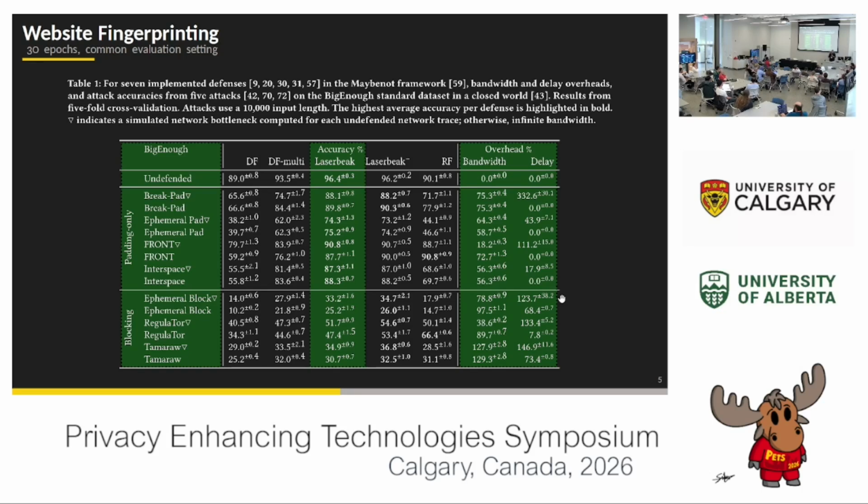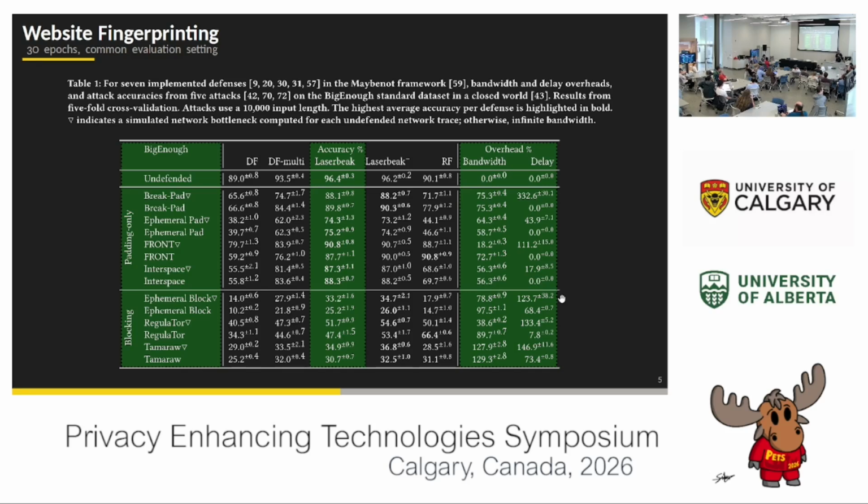Yeah. So then we had a bunch of defenses, and we classified them on the left side based on if they're padding-only defenses or if they're also defenses that had latency through blocking actions. Then we assessed them in terms of their overhead on the far right side and the accuracy for 5 different attacks, representing 3 generations of deep learning-based attacks. I just want to highlight Laserbeak here, which is the state-of-the-art attack, according to me at least.